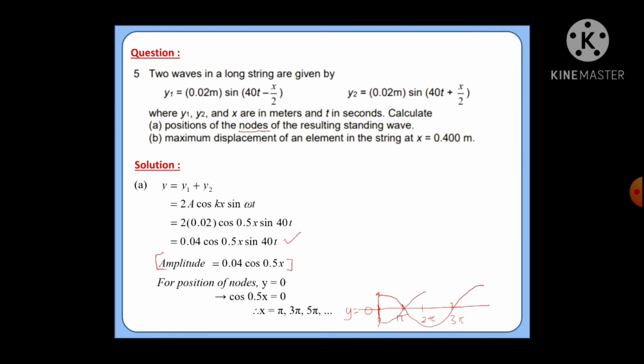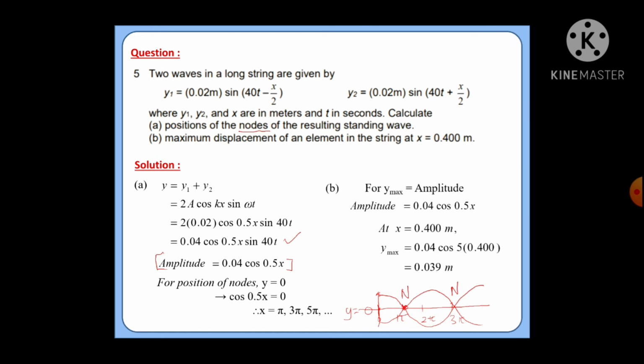This is the shape of the standing wave produced, and we can see that this is the first node, this is the second node. Then the third node is of course at 5 pi. I hope that you understand, referring to the diagram, how we identify the next node. Meaning that when we know from the calculation, we just get the first node which is at pi.